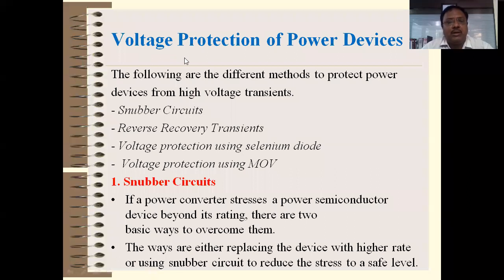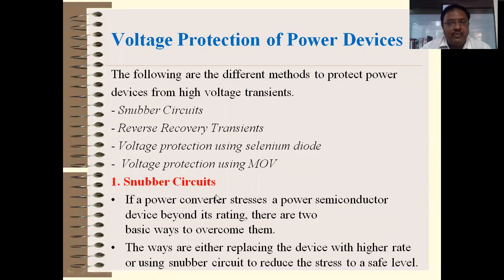In the last lecture, we started voltage protection of power devices. In this topic, we can protect our power devices in four different ways: by connecting snubber circuits, reverse recovery transients, voltage protection using selenium diode, and voltage protection using MOVs. These are the four methods where we can protect our devices from any high voltage spike.